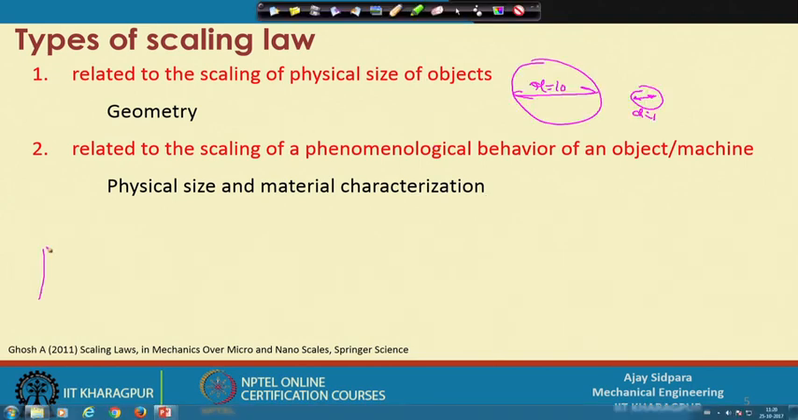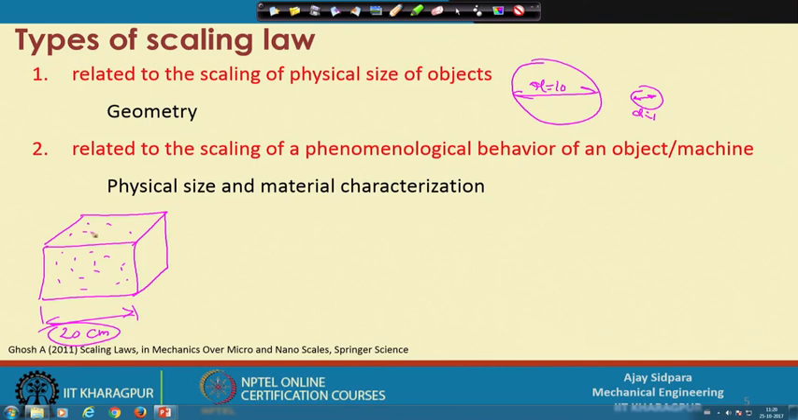Now, suppose you have one block of a material, any material, and this size is considered 20 centimeter, right? It is a very big component. Now, each and every material has some defects. If you take a small portion, suppose these are the defects, so let us name them defects, right. You take out a very small component out of it, and now see the defect level.